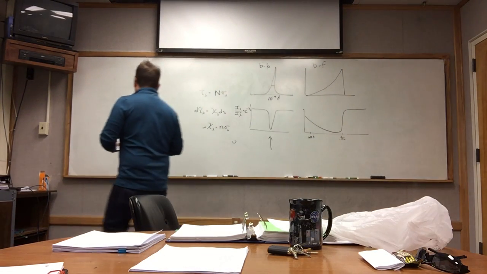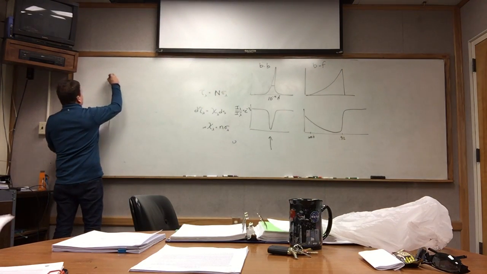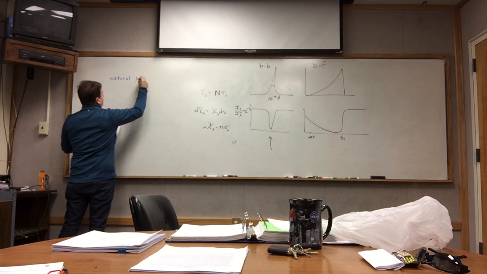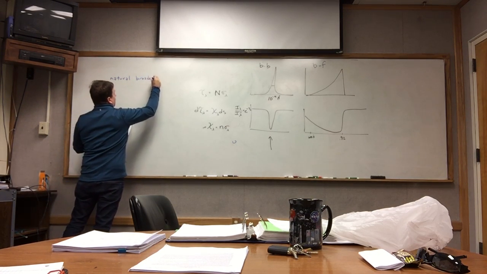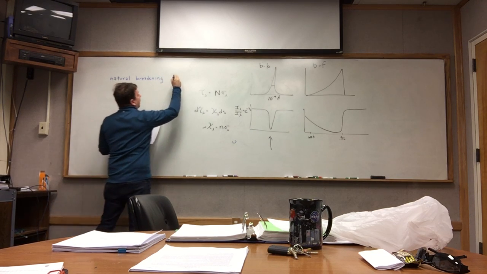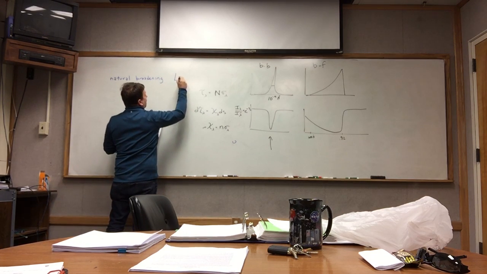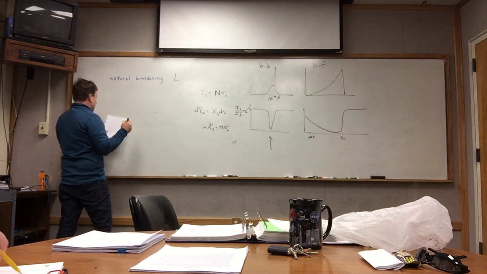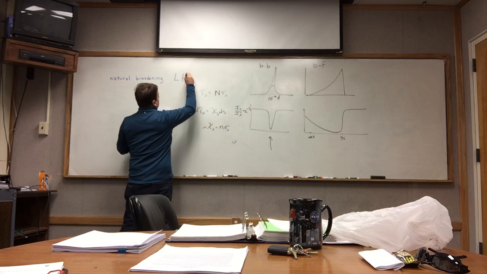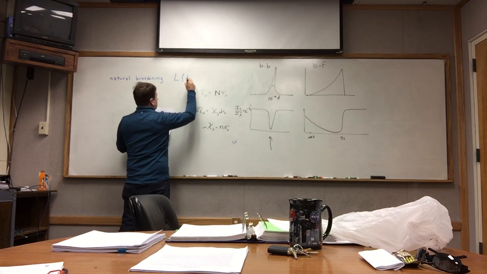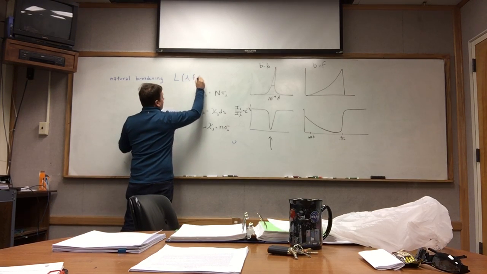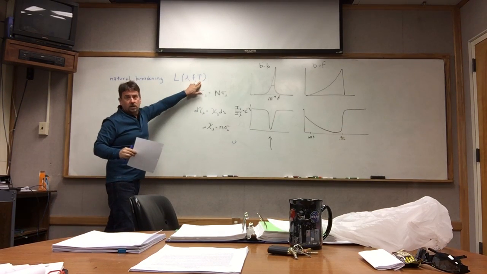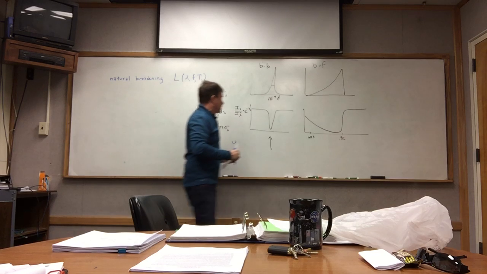Okay. First of all, you have the natural broadening. All right. And what kind of function is that? A Lorentzian. Okay. And that Lorentzian depended upon the wavelength of the transition, the oscillator strength, and the damping constant, if you remember what that was.